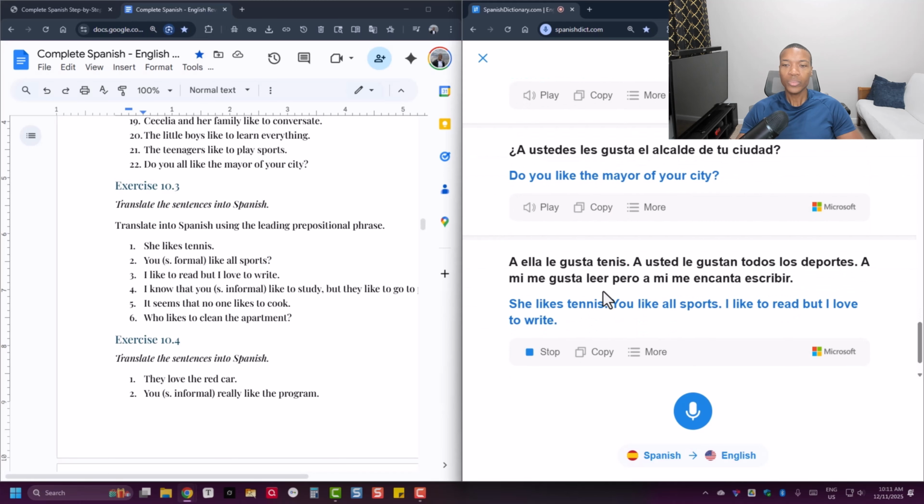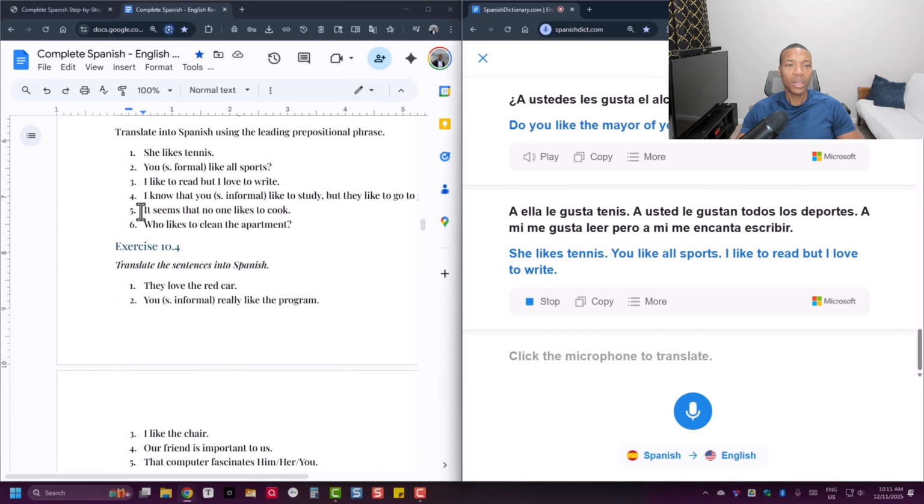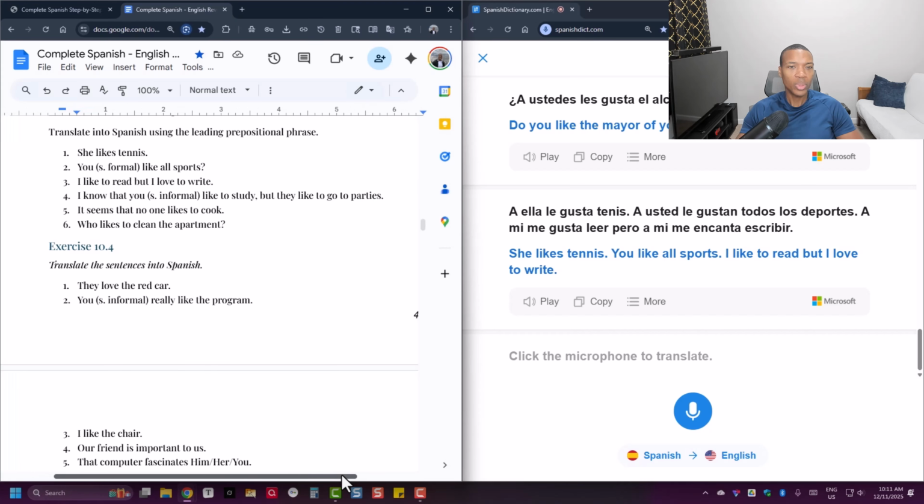She likes tennis. You like all sports. I like to read, but I love to write. All right, 4 through 6. I know that you like to study, but they like to go to parties. It seems that no one likes to cook. Who likes to clean the apartment?